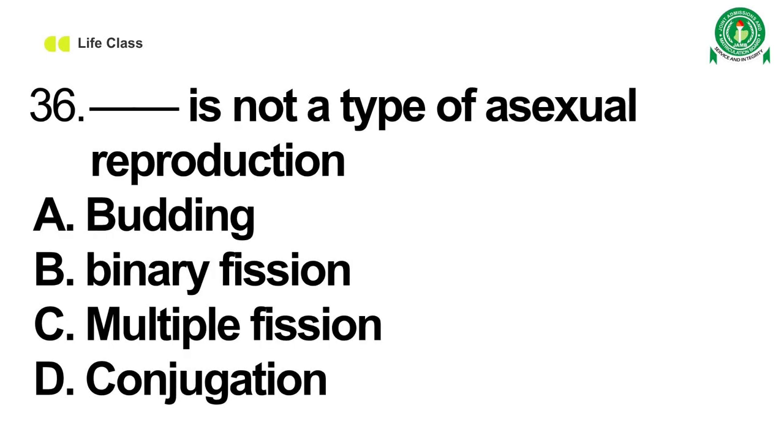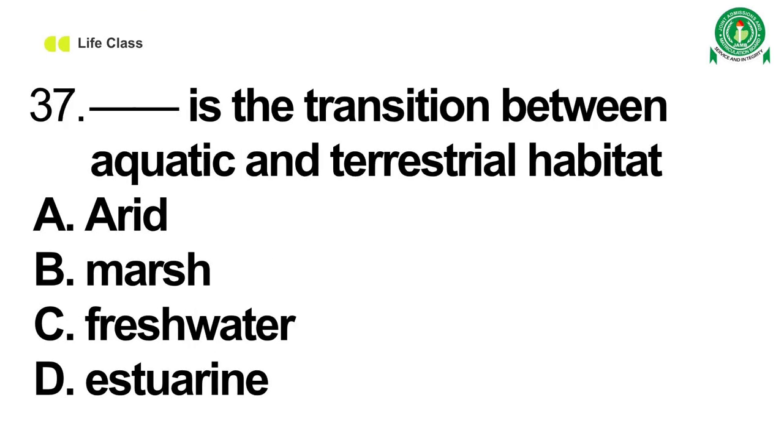Dash is not a type of asexual reproduction: A, budding, B, binary fission, C, multiple fission, D, conjugation. So budding is a type of asexual reproduction, binary fission is also a type, multiple fission is also a type. So the correct answer here is D, conjugation. It mostly happens in paramecium. Dash is the transition between aquatic and terrestrial habitats: A, arid, B, marsh, C, freshwater, D, estuarine. So the correct answer here is marsh, option B.